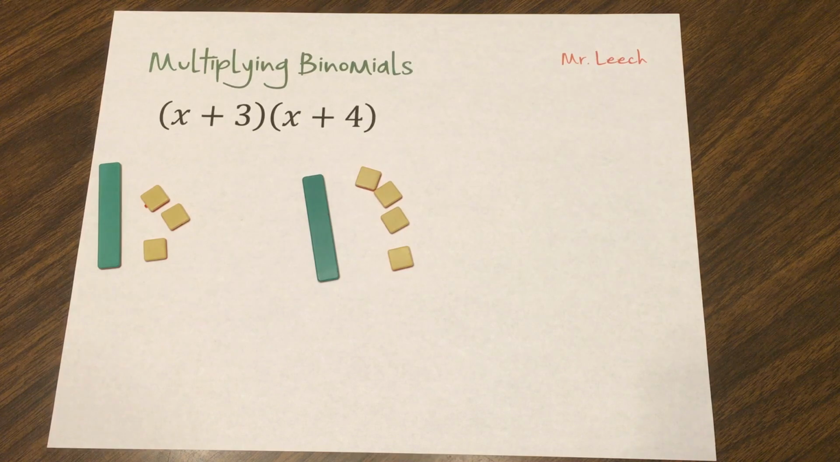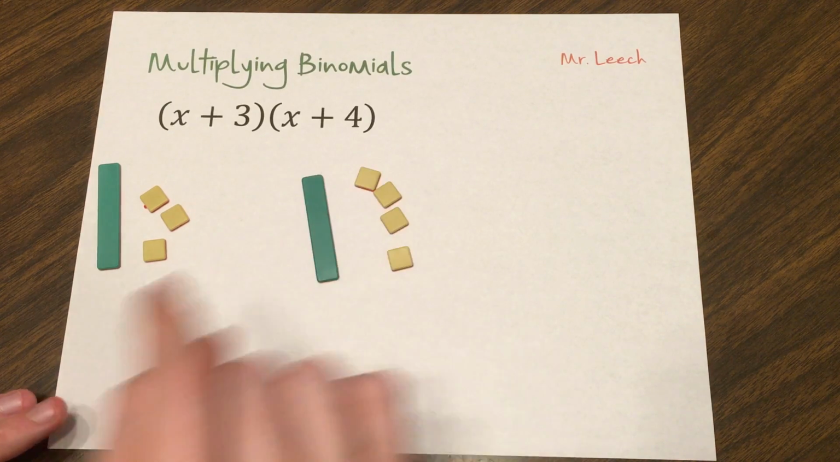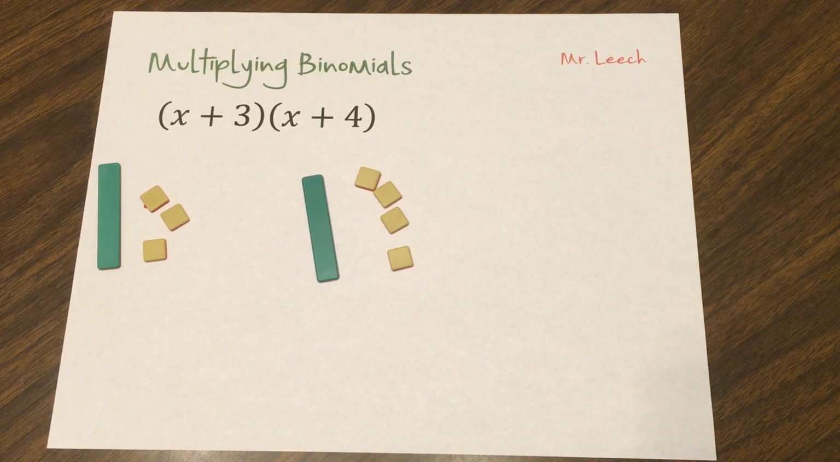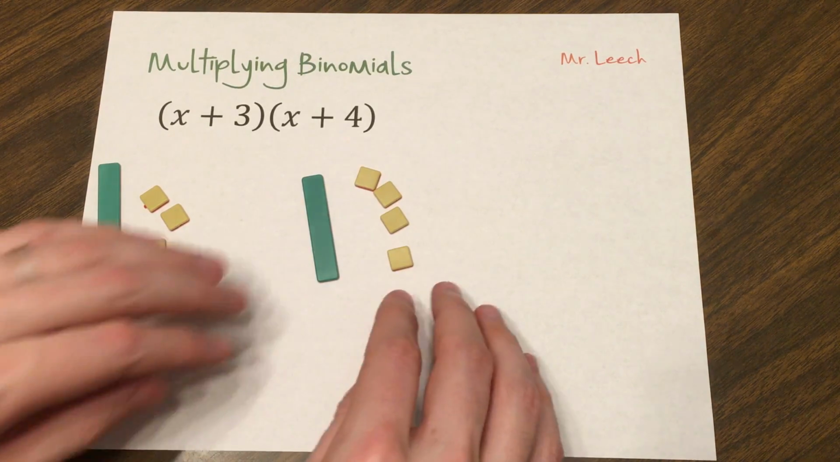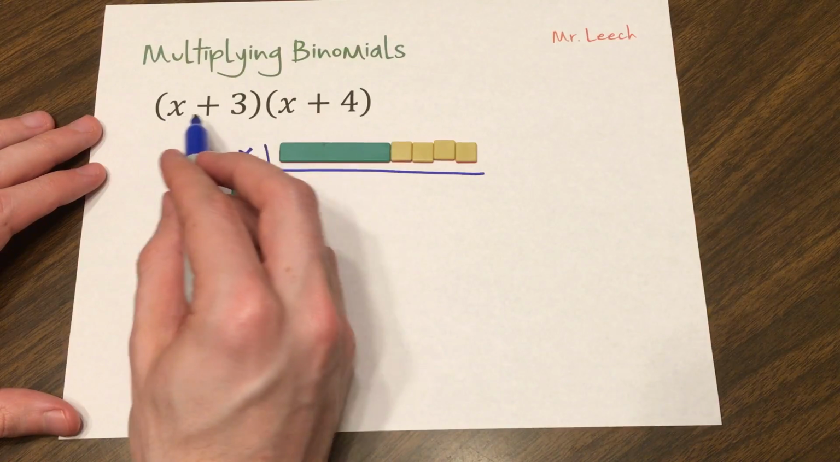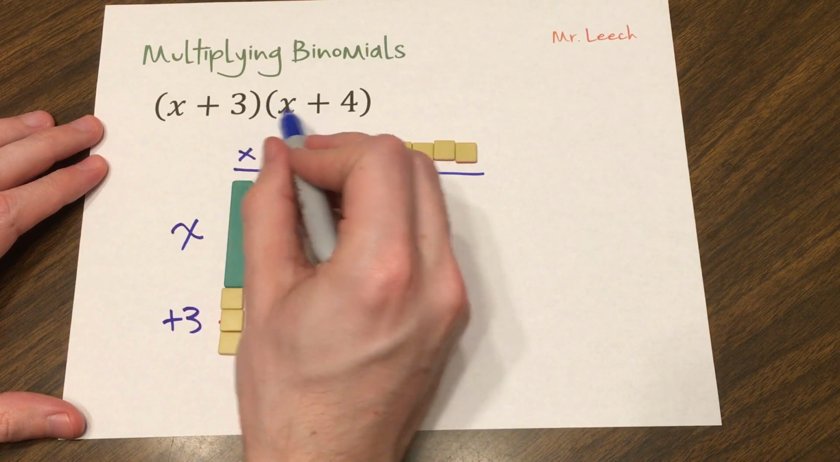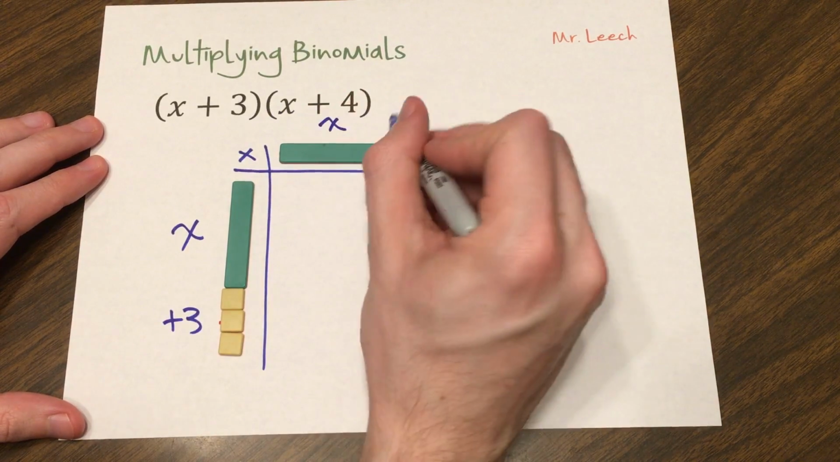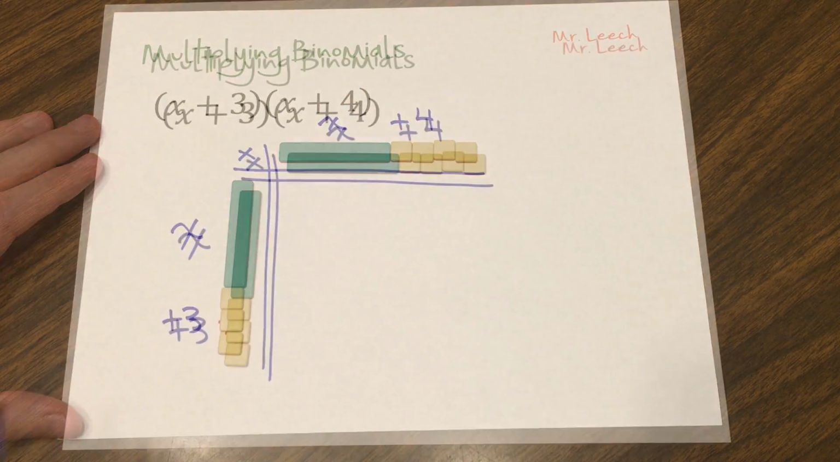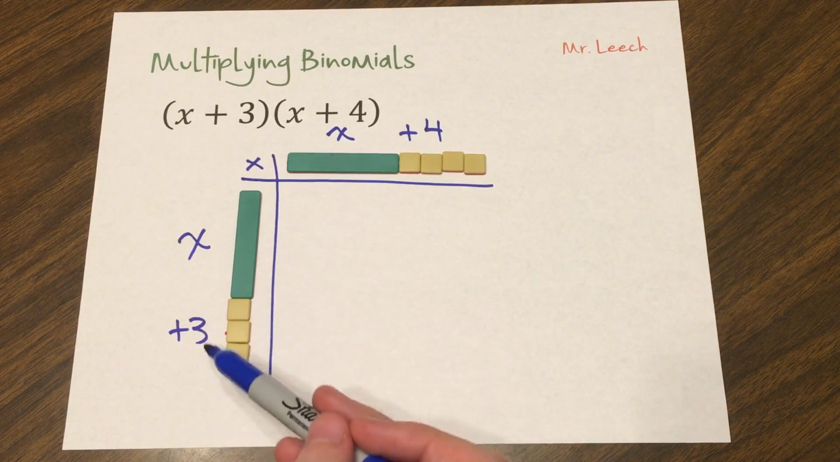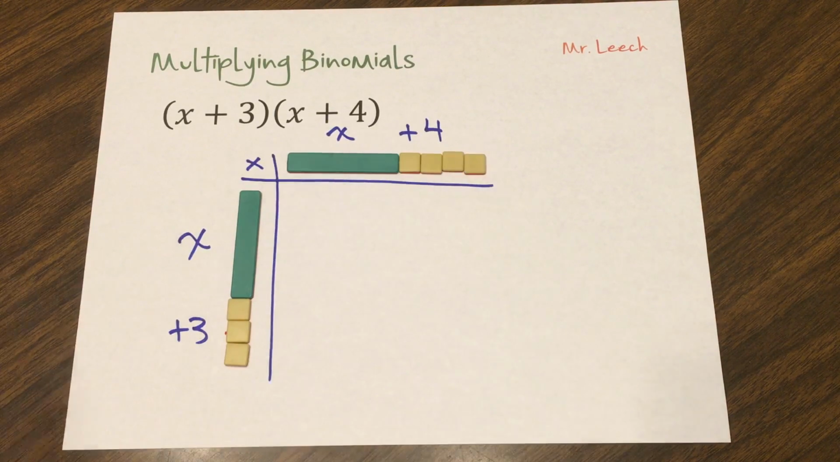Now, finally, we are to multiplying binomials. I have x plus 3 times x plus 4. Let's arrange this into the table form that we had earlier. So my x plus 3 is x plus 3, and my x plus 4 is x plus 4. So now we're going to multiply x plus 3 times x plus 4.